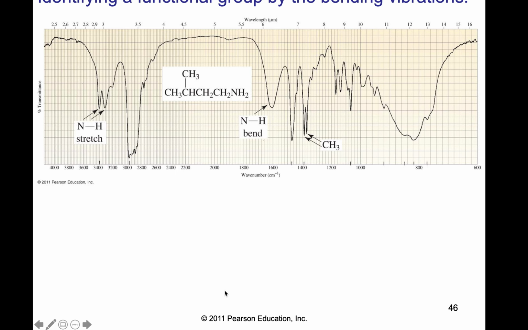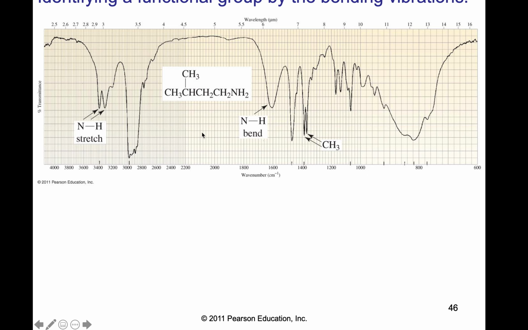Ketones and aldehydes are very powerful carbonyls, and you can identify a functional group by the bending vibrations. Now, here's an amine, not an amide. There's a difference between amide and amine. An amide has a carbonyl there too, a carbon-oxygen double bond. Amines do not. Organic amines are very important compounds in biochem and in drug syntheses.